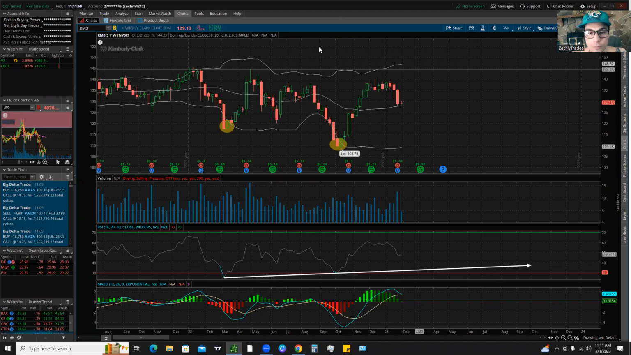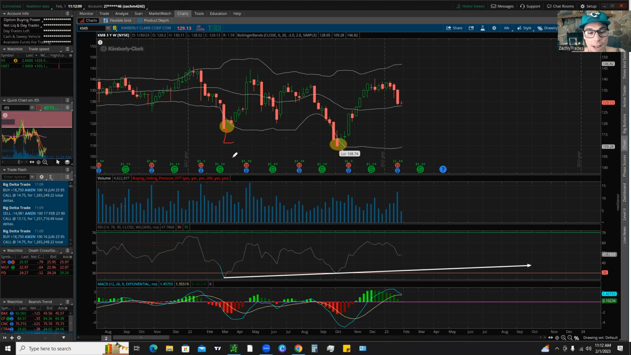So the first thing I want to highlight are going to be these circles here. We have what's known as a low and a lower low, right? So clearly the stock is in a downtrend making lower lows. But if you take a look at your relative strength index, this is going to measure the relative strength of a stock at its given price.